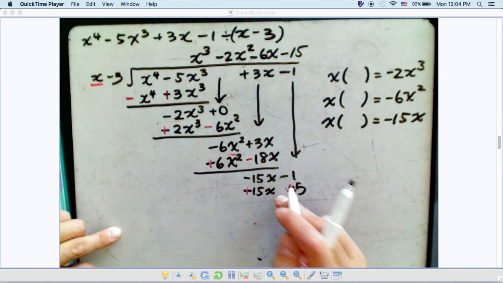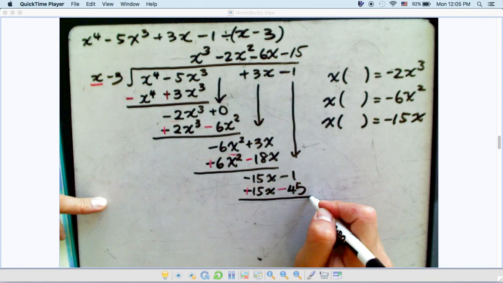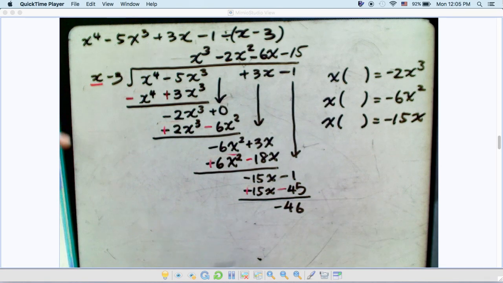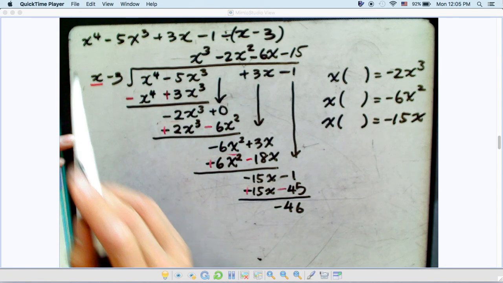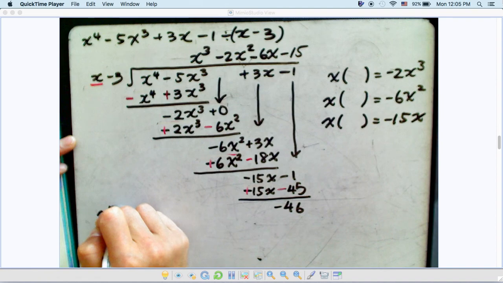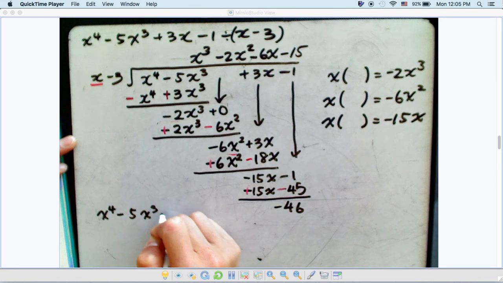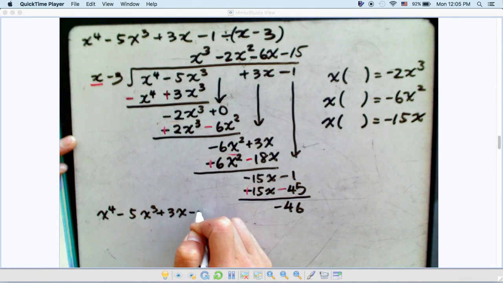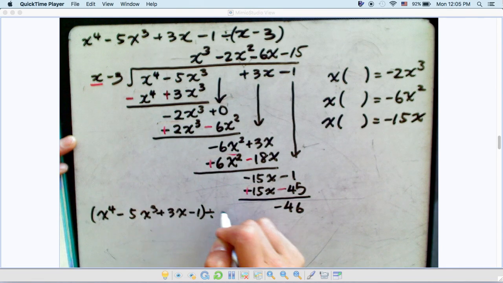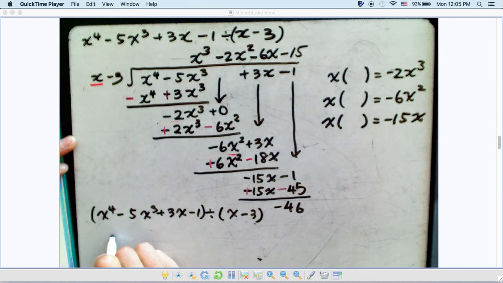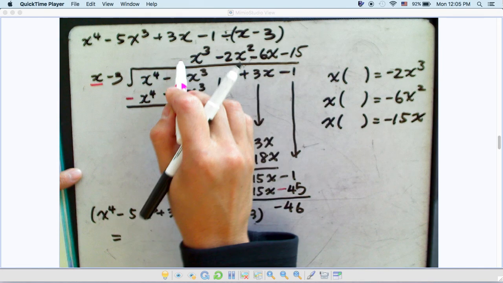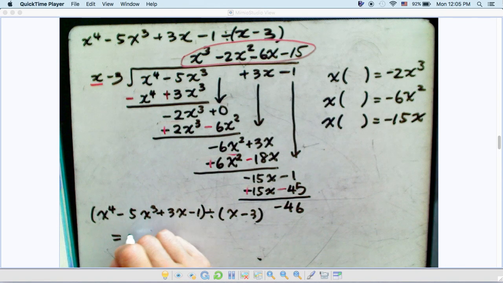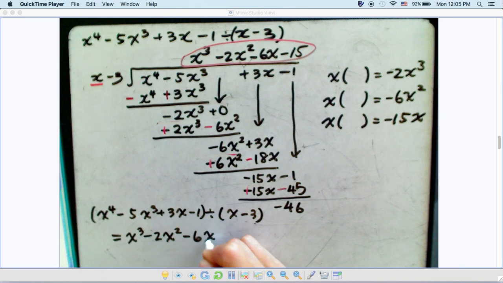Subtract them, you get negative 46. So x to the fourth minus 5x to the third plus 3x minus 1 divided by x minus 3 is the quotient, which is these guys, x to the third minus 2x squared minus 6x minus 15, and the remainder of negative 46.